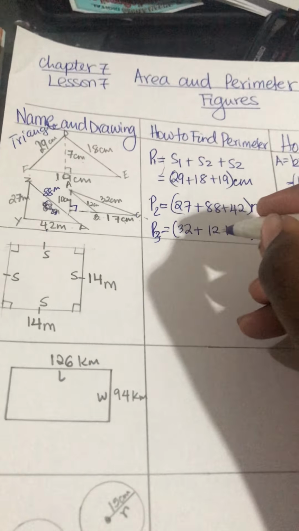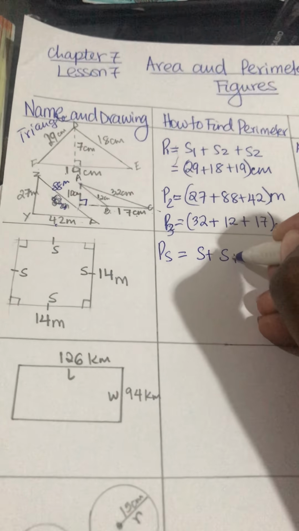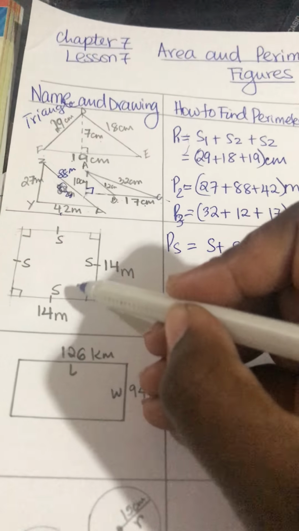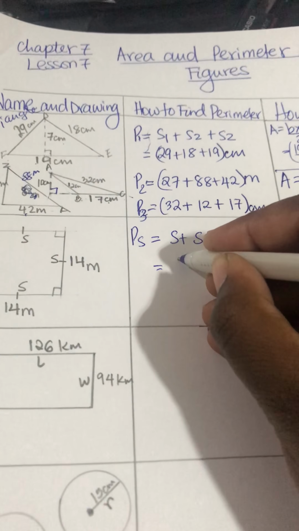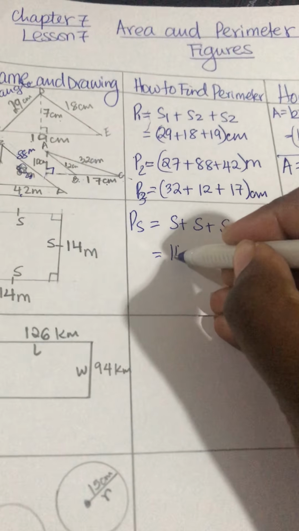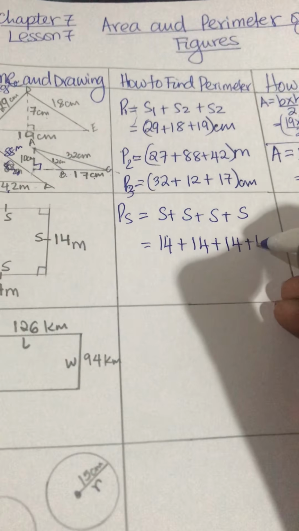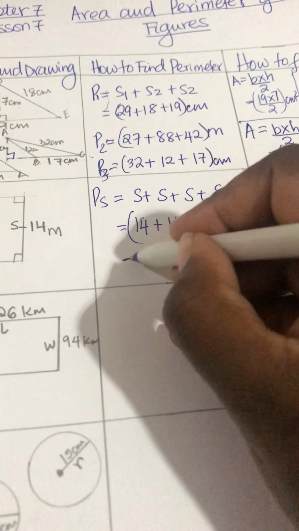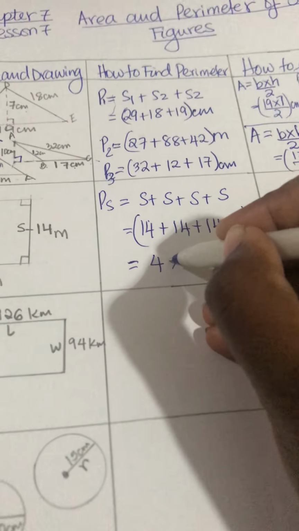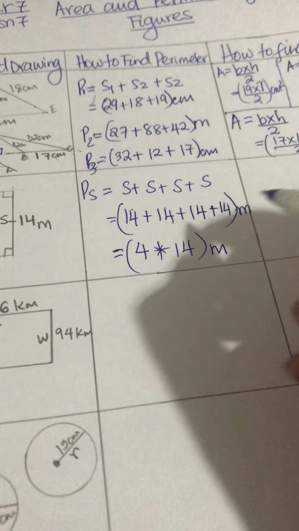Now, perimeter of a square equals S plus S plus S plus S. There are 4 S's. Okay? So I can either do 14 plus 14 plus 14 plus 14, put meters, or I can do 4 times 14 and get meters. You will solve by yourself.